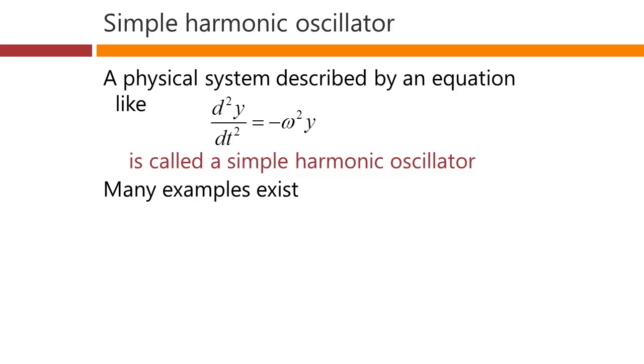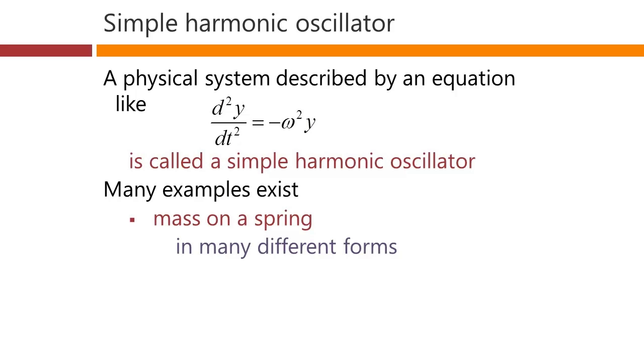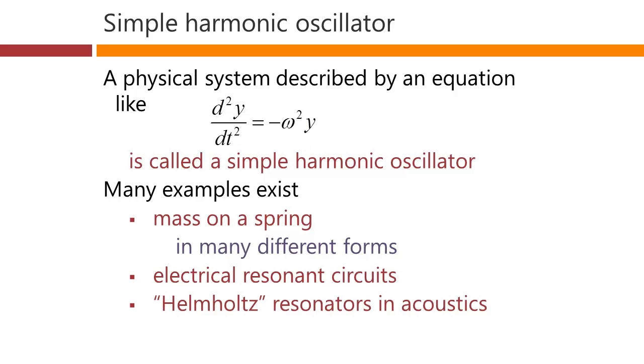And there are many, many examples of this. We see them all the time in the everyday world. So a mass on a spring in many different forms is a simple harmonic oscillator. Electrical resonance circuits often are simple harmonic oscillators. And there are many examples in acoustics, and I'll show you one of those in a moment, in what are called Helmholtz resonators. And as I said, linear oscillators generally. These are all over the place. So this is a very useful kind of equation, and it's very good that we understand this so simply.